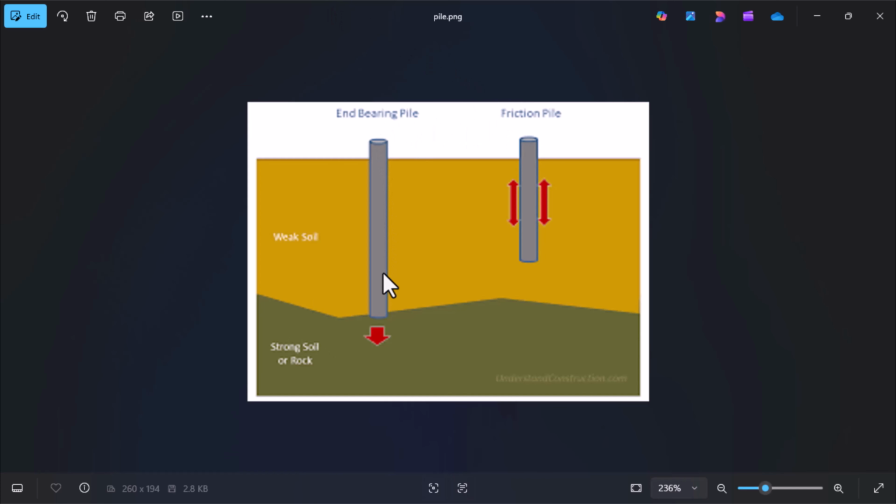The benefit of using the end bearing pile is that it goes all the way to bedrock, so it might have some more strength than using a friction pile. But the benefit of using a friction pile is that you don't need to go all the way down to stronger soil or down to rock, so you can use less material. So the friction pile would be less expensive, and it does work well.